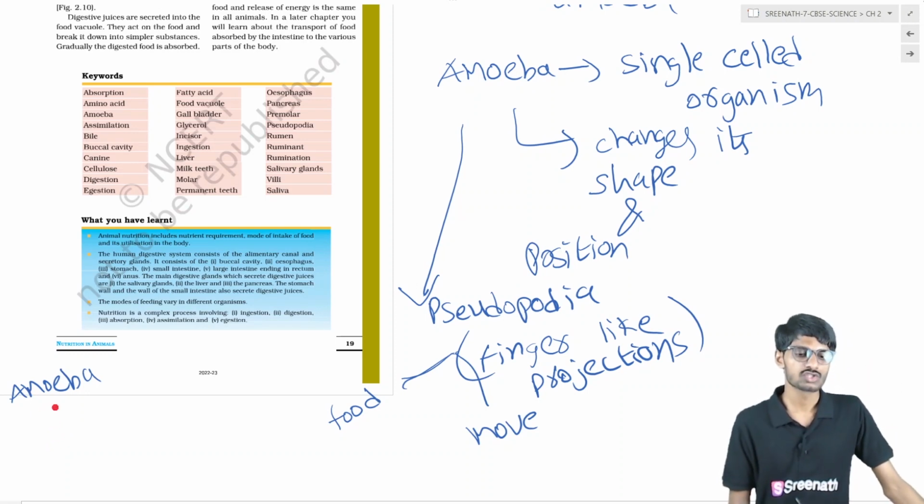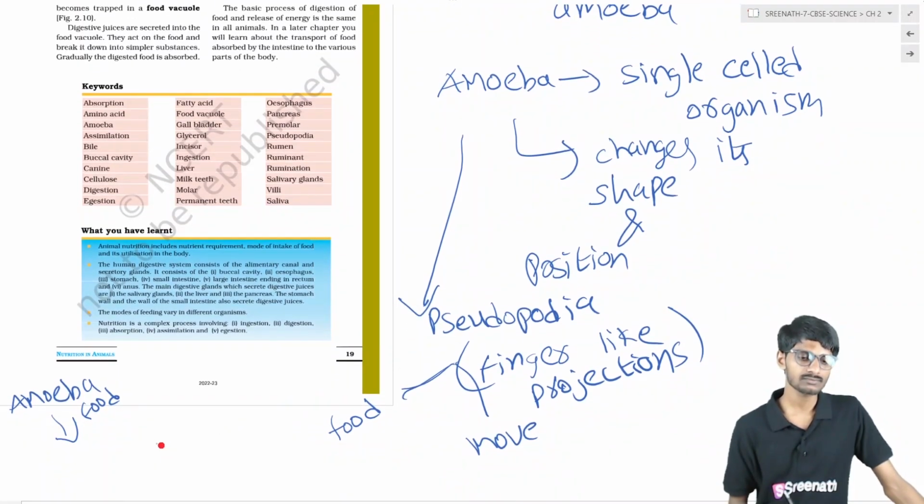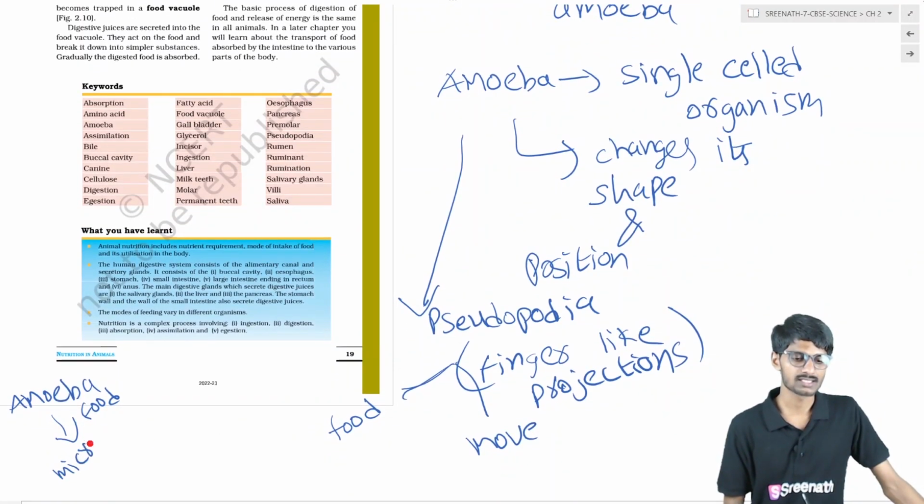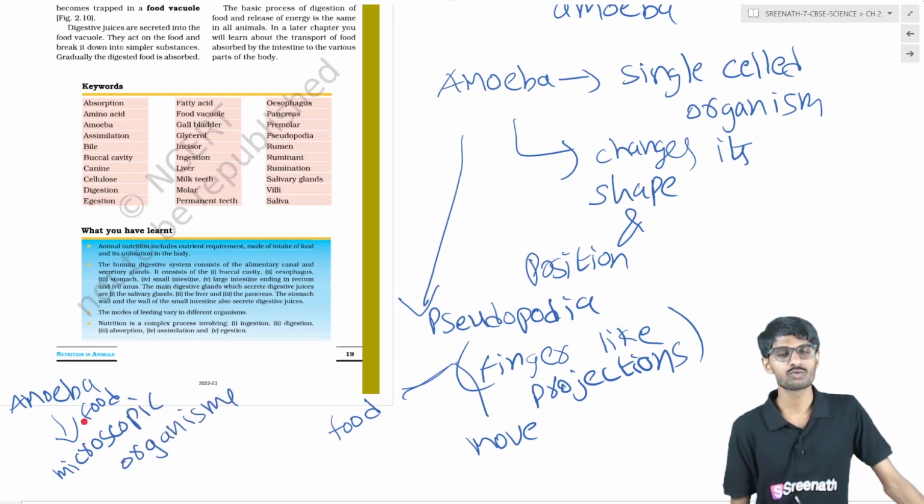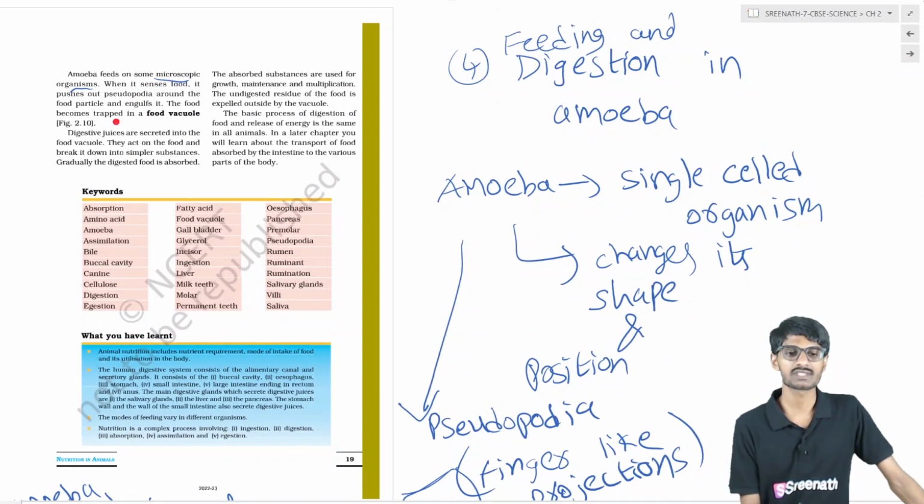It is very, very small. So what is the food of amoeba? Those are the microscopic organisms. So the food of amoeba is some microscopic organisms. It takes some microscopic organisms as food.